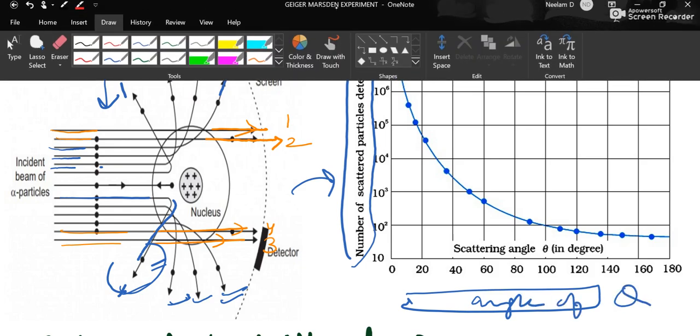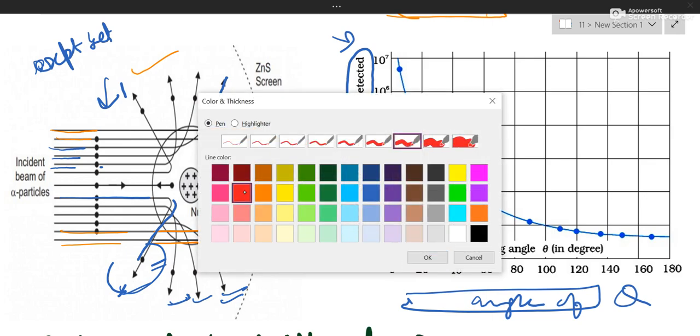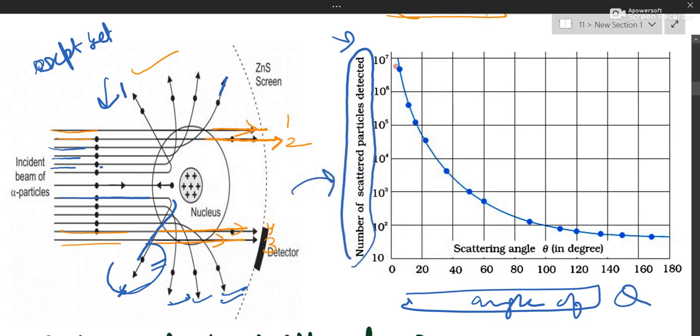So what is to be observed? The shape is hyperbolic. What does it mean? It means you can see here the angle is small. So those who are getting deflected by small angles are very large in number.